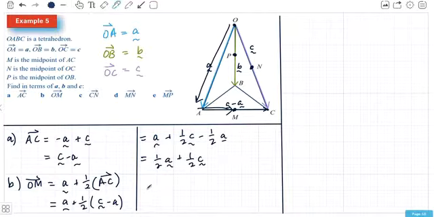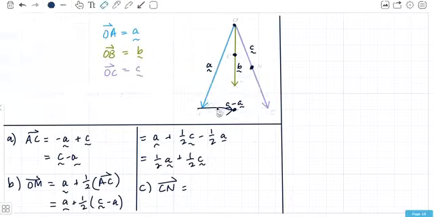The next one, we've got C to N. Now if we look at C, I'll just erase some of these lines here so we can see better.